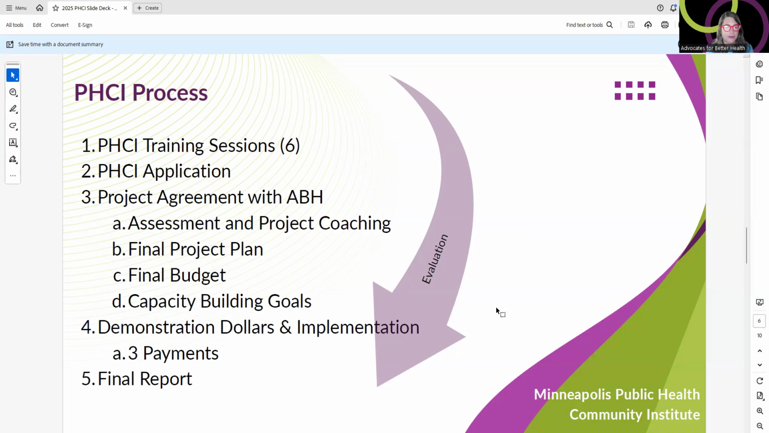Once you apply, you will start working with Patrick and myself at ABH. We will set up a Zoom call to meet with your team to learn more about the project that you hope to accomplish, and do an assessment of your current capacity, which will include your financial management, including bank accounts and what kind of bookkeeping program you use. And if you don't have one, that's okay. We will help you with setting that up. We'll talk about commercial insurance. We'll talk about all of the other things that you hope to build out during your time with the Public Health Community Institute and beyond that. And once we get everything agreed upon, we'll sign an agreement with ABH as the fiscal sponsor for your organization and April at the City of Minneapolis.